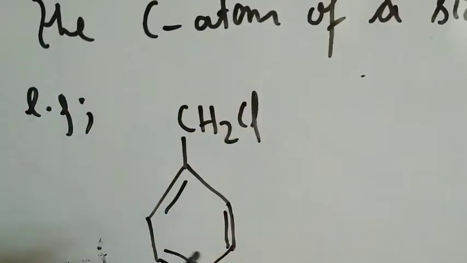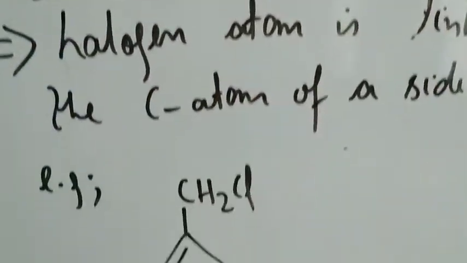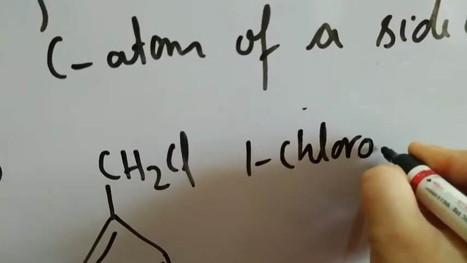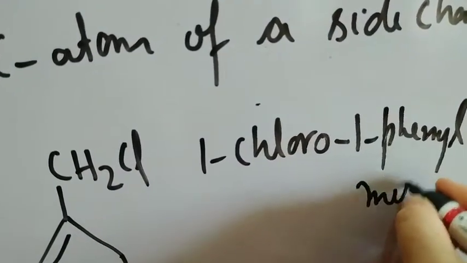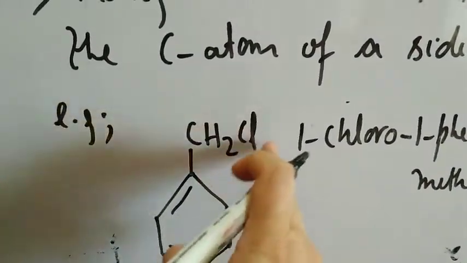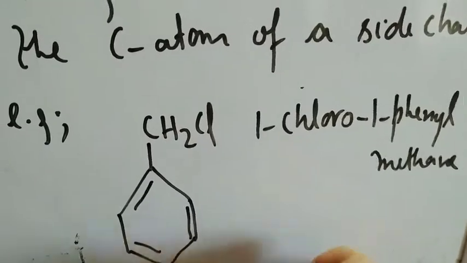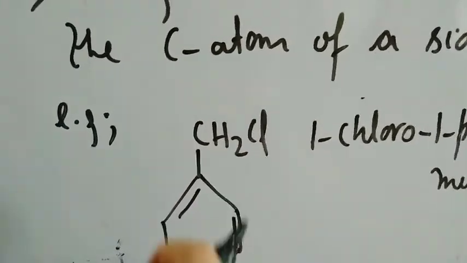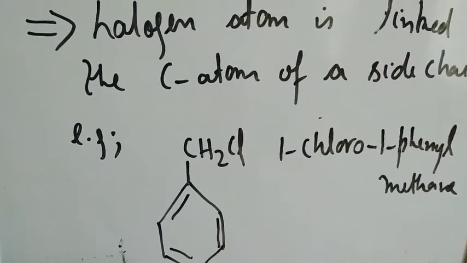So this compound in which the halogen atom is on the side chain belongs to this class, side chain halogen derivatives. If we speak of the name, the compound is 1-chloro-1-phenyl methane. In the IUPAC system, it is basically a derivative of methane. This becomes the substituent, this becomes the substituent. 1-chloro-1-phenyl methane. But as I said, nomenclature is not our concern here. You should just be able to recognize to which class of compounds this compound belongs. It is an aromatic halogen compound, but it is a side chain halogen derivative, right? We'll continue.